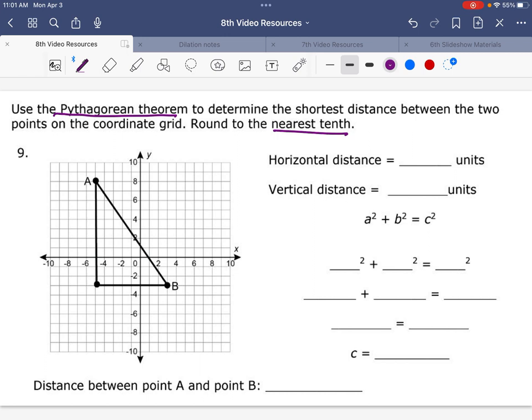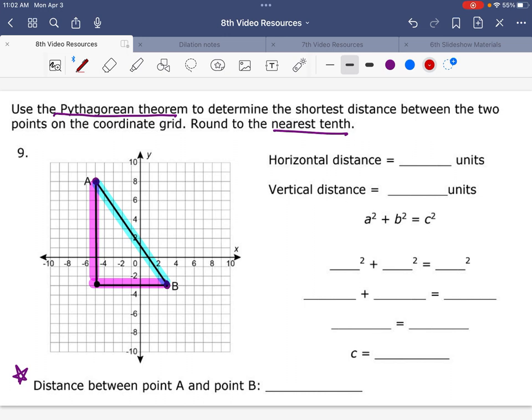Well, I know the nearest tenth is one number behind my decimal point. And if I look down at the bottom, I want the distance between points A and B. So point A right here and point B. So we are finding this distance. And what they've already done for me is create a right triangle on the coordinate plane so that I can use Pythagorean theorem.